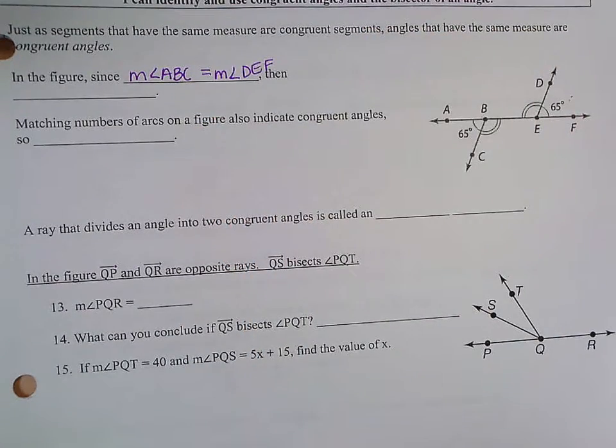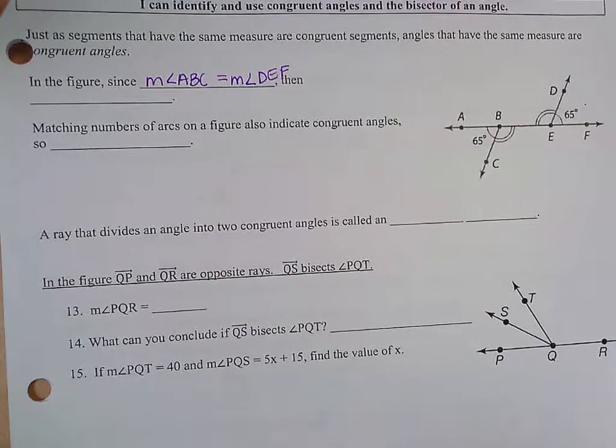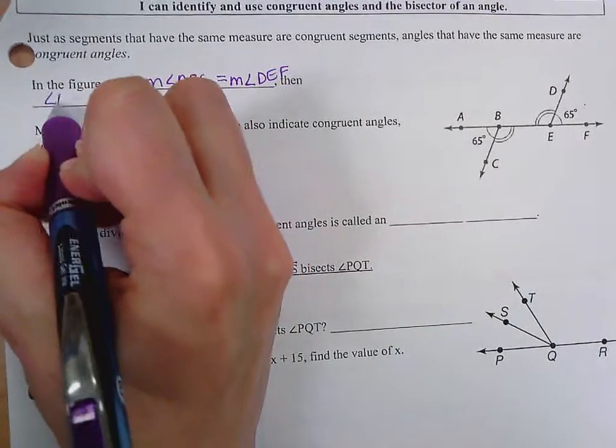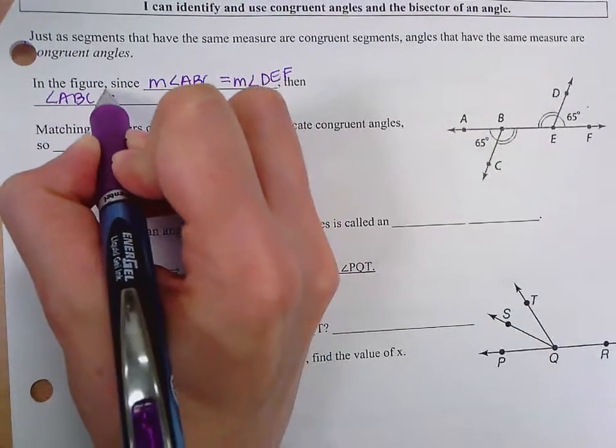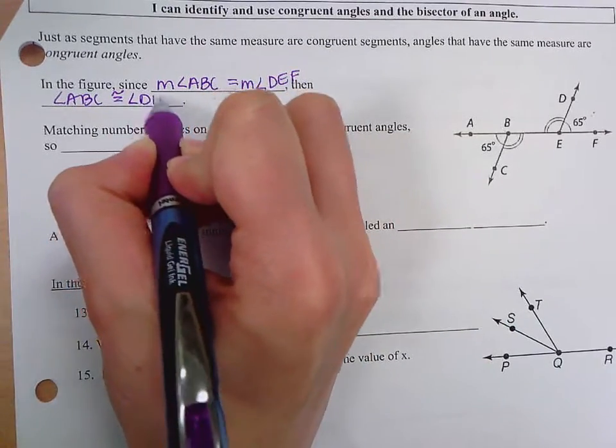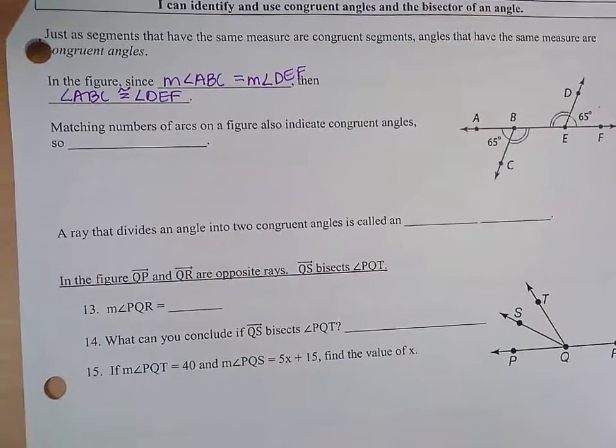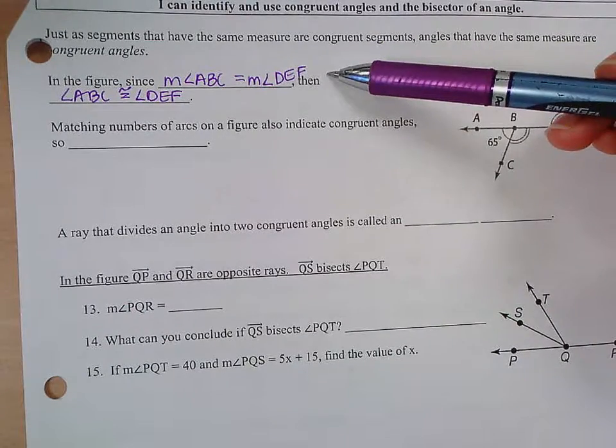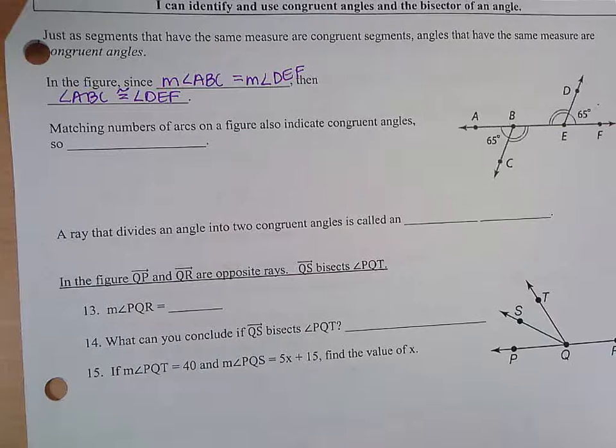Okay, so since those measures are equal, they both equal 65 degrees, I can then say the angles are congruent. So I can say angle ABC is congruent to angle DEF. So notice when the equal sign is used versus when the congruent symbol is used. You say that measures of angles are equal, and that means their angles are congruent. But you would never say measures are congruent or that just angles are equal. I know that's notation, it's very specific.